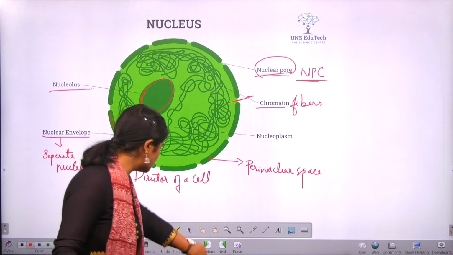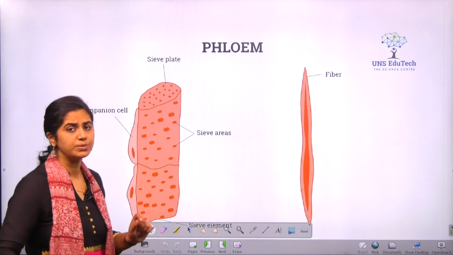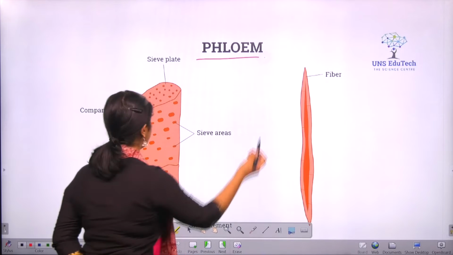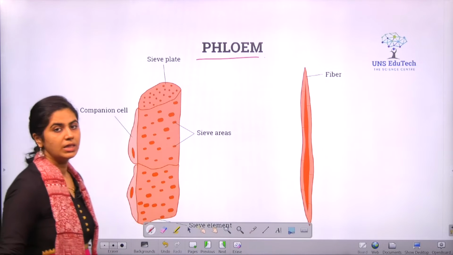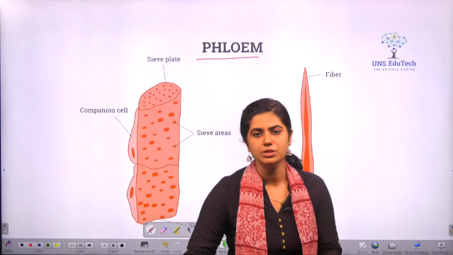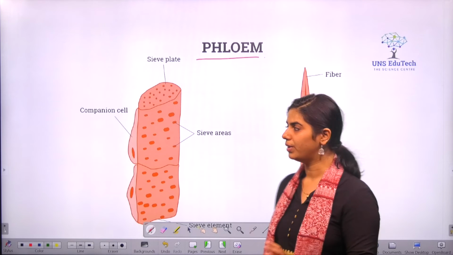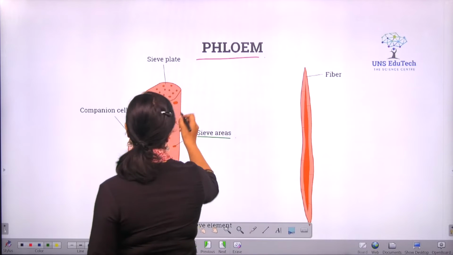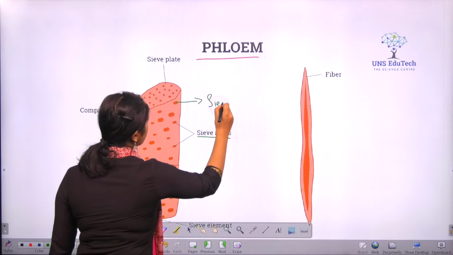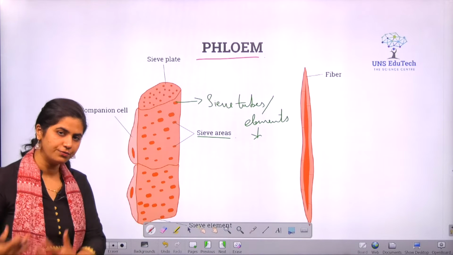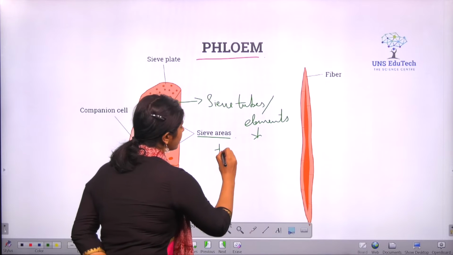Now the next option was about the sieve tubes. A sieve tube is a part of phloem, right? So what's the function of phloem in a plant? The main function of phloem in a plant is to transport food or carbohydrate from leaves to different parts of the plant. So the main function of sieve tube elements is to transport food materials from leaves to different parts of the plant.